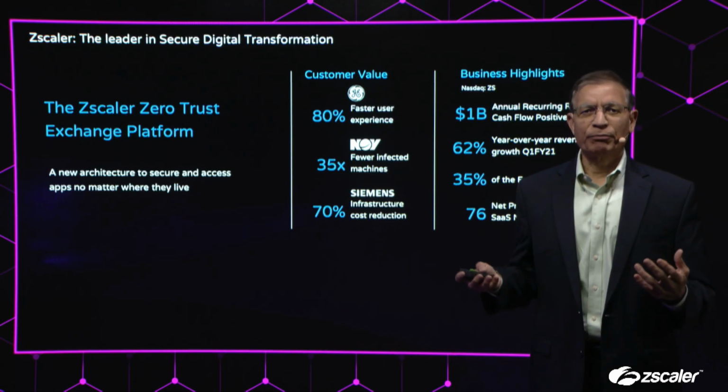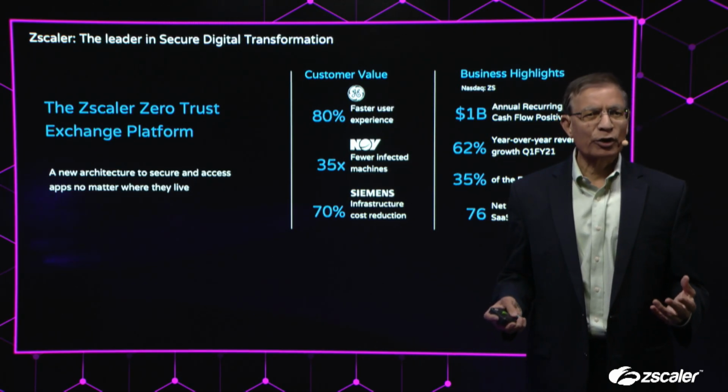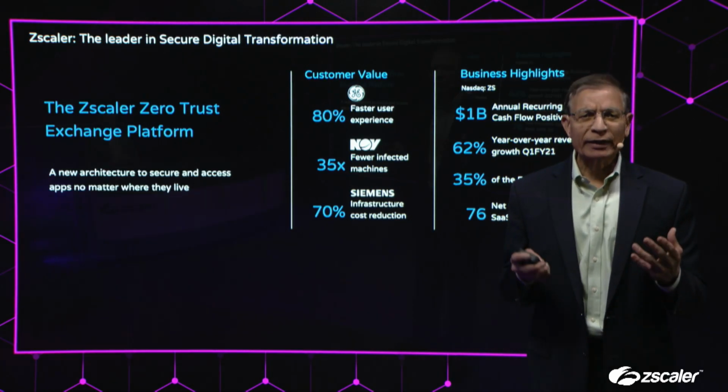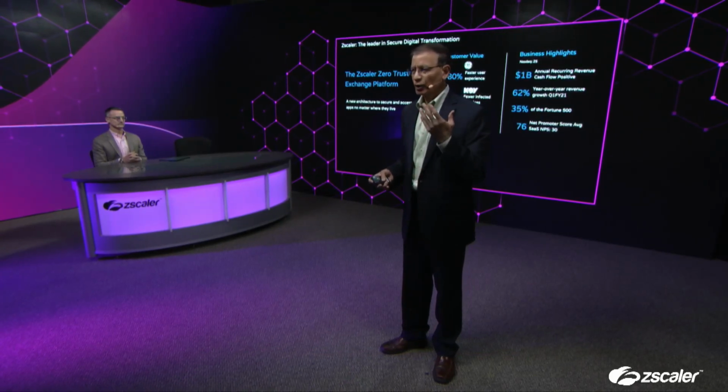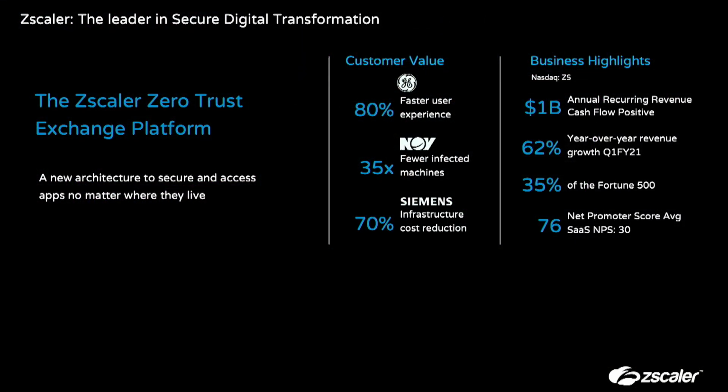Zscaler now is a public company traded on NASDAQ. We recently crossed $1 billion in annual recurring revenues. Even at that scale, we are growing about 62% year over year. Large enterprises love us. 35% of Fortune 500 companies depend upon Zscaler for their secure digital transformation.